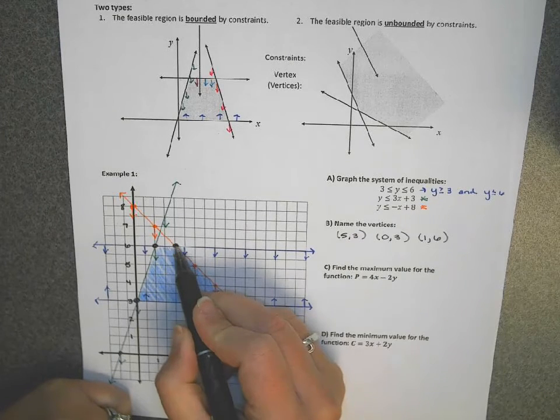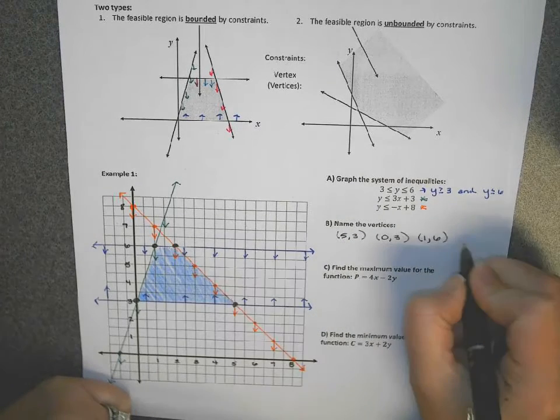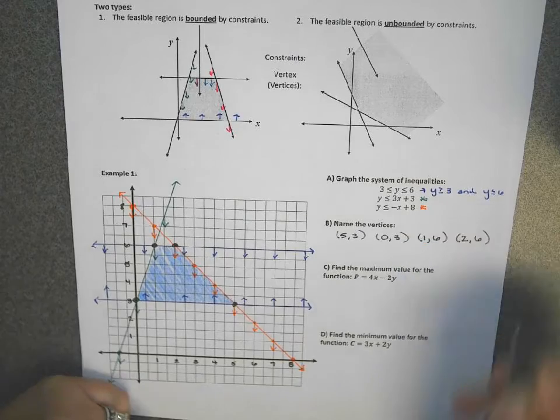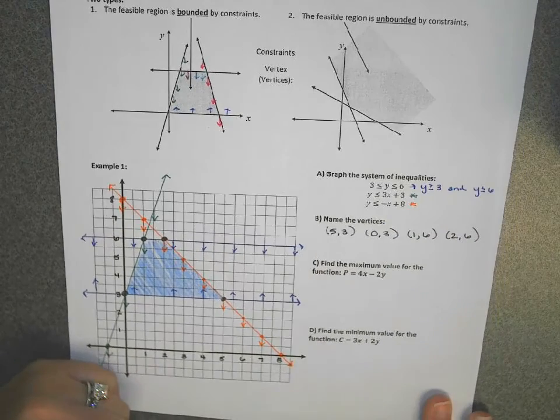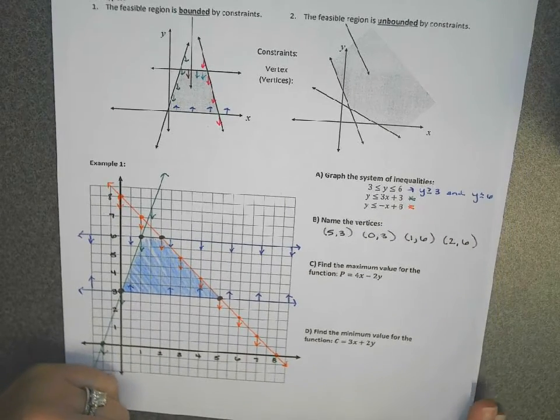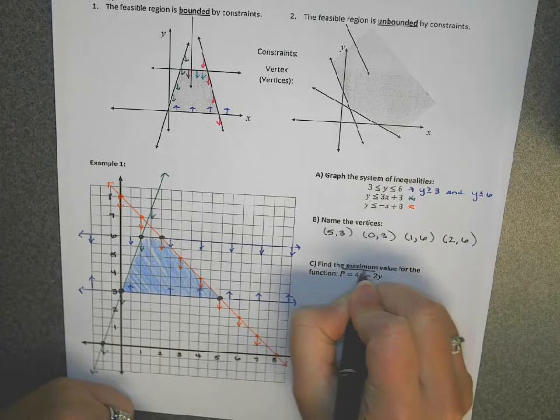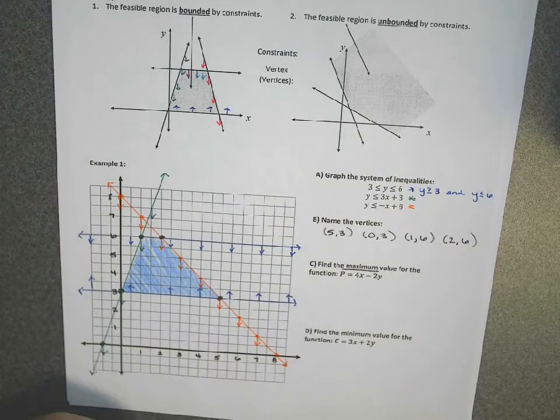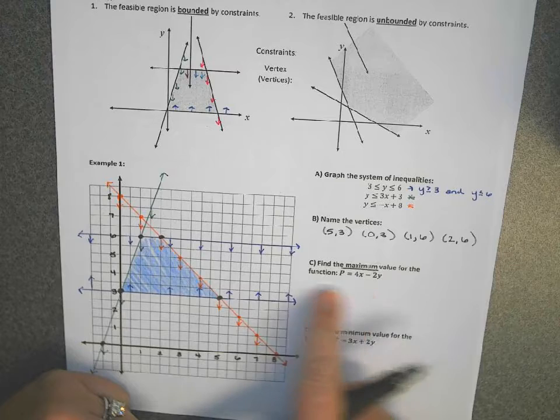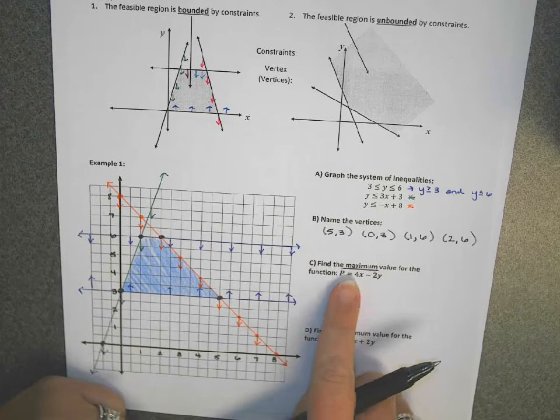What's this point here? 2, 6. So now that you have all your vertices labeled, what we want to do is find the maximum. Now the maximum is going to happen at one of the vertices. Okay? Now it depends on what you're given if you want a maximum or a minimum.